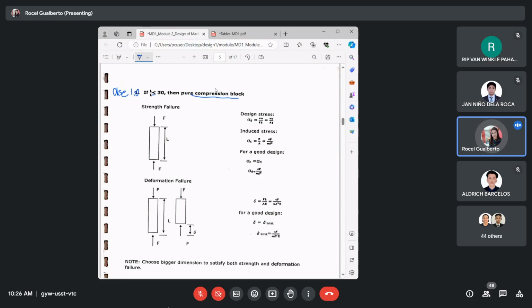Ito po yung mga compression members po natin wherein pag in-apply po natin siya ng compressive force, ang tendency niya lang po is to contract or compress. Kasi usually po, maliliit lang po yung member natin and then proportional yung kanyang cross-section to the length. Kaya ang nangyayari po dyan, pag in-apply mo siya ng compressive load, it tends to contract lang.